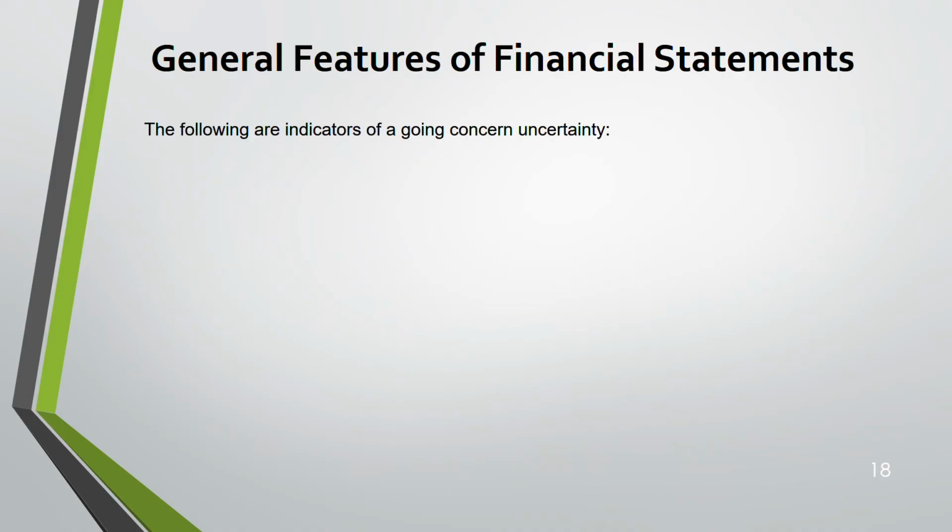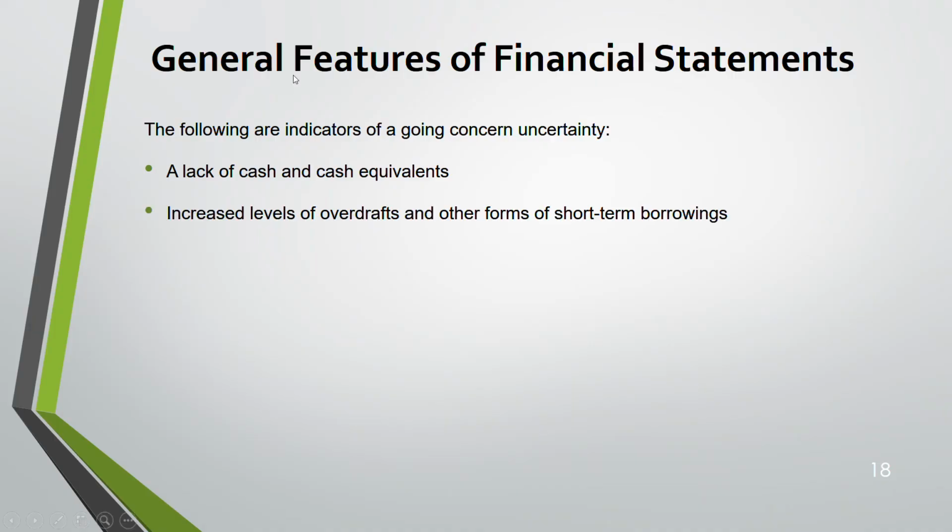But how do you know that there are going concern issues? You are uncertain whether you are going to continue or not. These are some indicators that you need to look for. A lack of cash or cash equivalents, whether overdraft increased or they are taking some short forms of borrowings like short-term loans. Debt repayment is major and is due in the next 12 months.